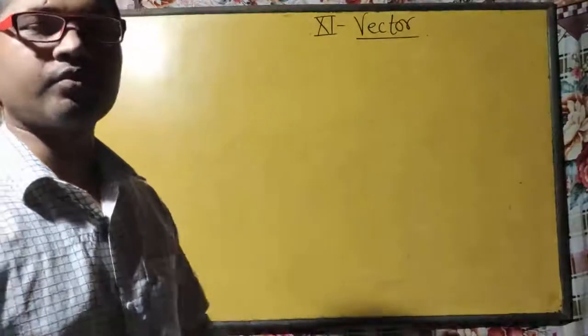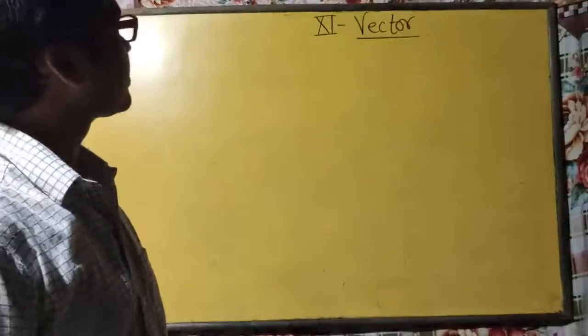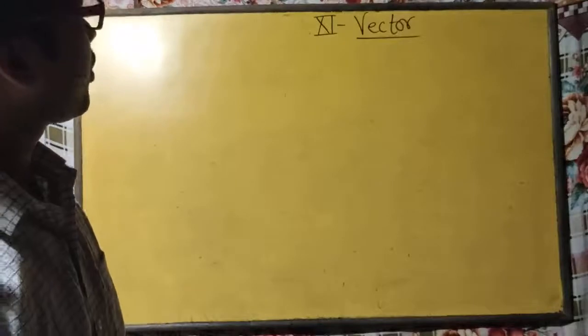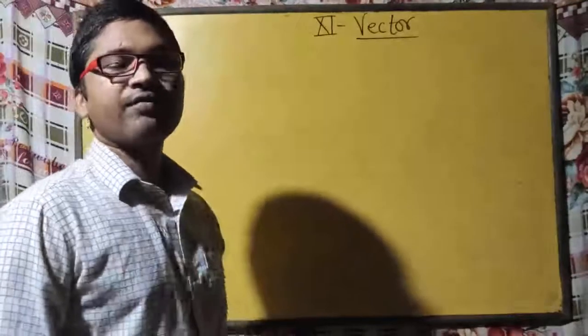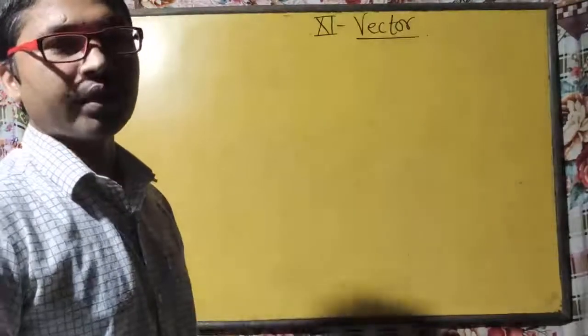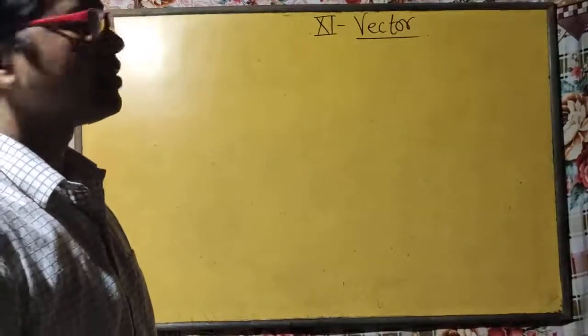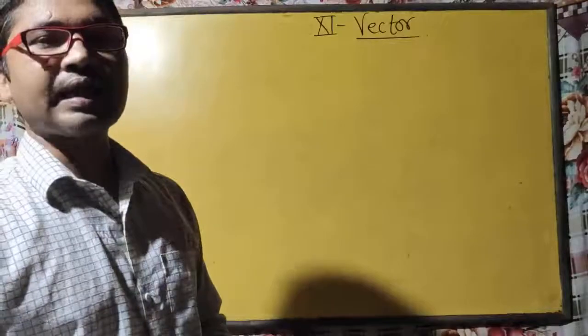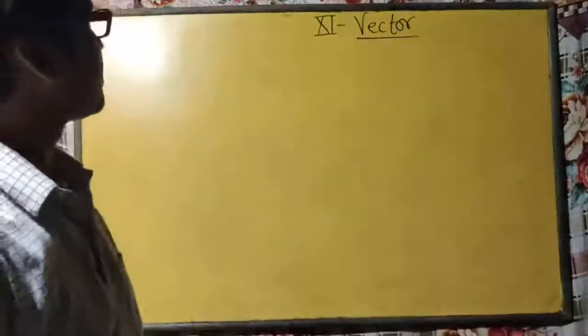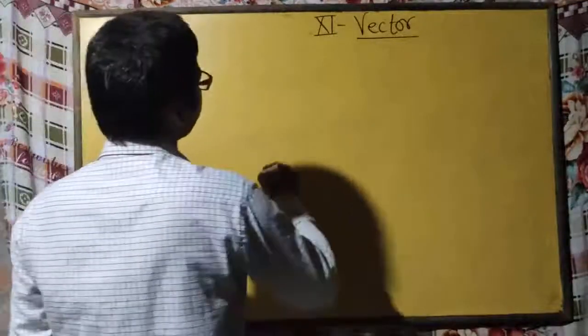In the last sessions, we completed vector addition and vector subtraction, and their addition and subtraction in component form. We are continuously covering the same topic, that is vectors, but today we are going to study the product of vectors. So let's see the definition of the product of vectors and their characteristics.